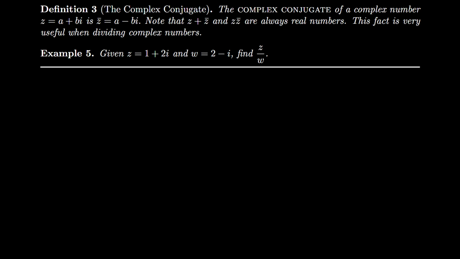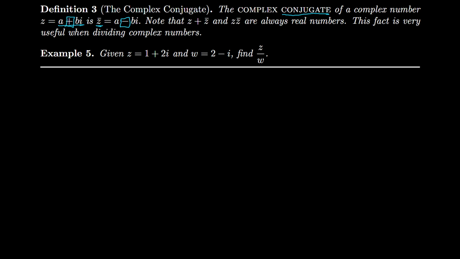The complex conjugate, this word is pronounced conjugate, of a complex number z equals a plus bi, so a plus bi is the complex number we call z, is z bar, this is read z bar, a minus bi. The complex conjugate of a plus bi is a minus bi. That is, you change the sign on the imaginary part from positive to negative.